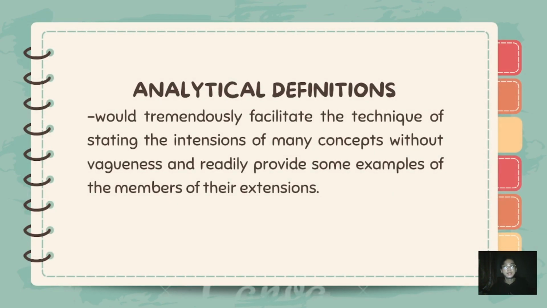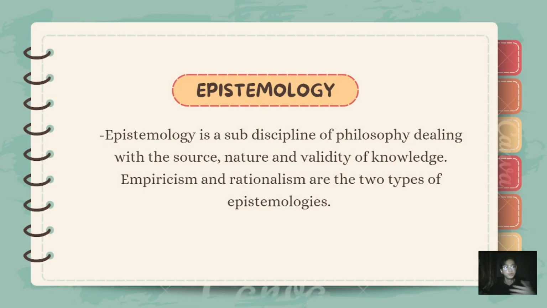So, analytic definitions would tremendously facilitate the technique of stating the intentions of many concepts without vagueness and readily provide some examples of the members of their extensions. Let us define another example to understand it more clearly. So, epistemology. Epistemology is a subdiscipline of philosophy dealing with the source, nature, and validity of knowledge. Empiricism and rationalism are the two types of epistemology.